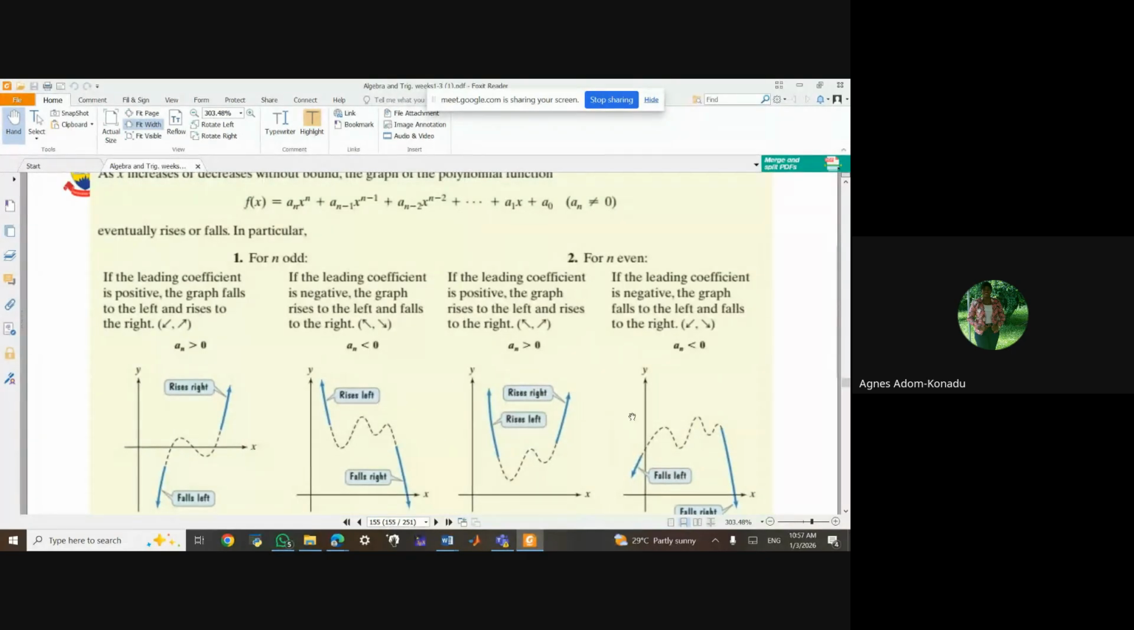So please, let's pay attention here. If it's even and a is greater than 0, it's like this; less than 0, like this. If it's odd and a is greater than 0, it rises like this. And if it's odd and a is less than 0, it falls like this.